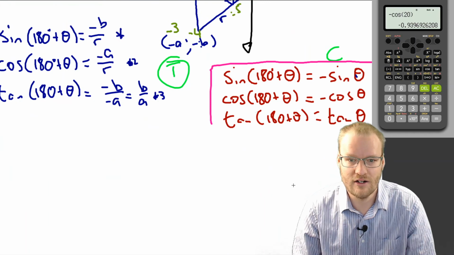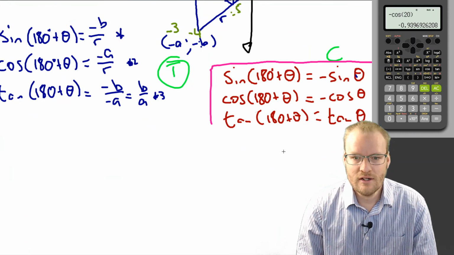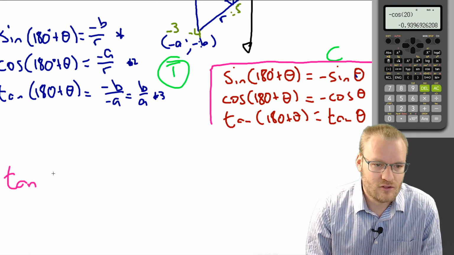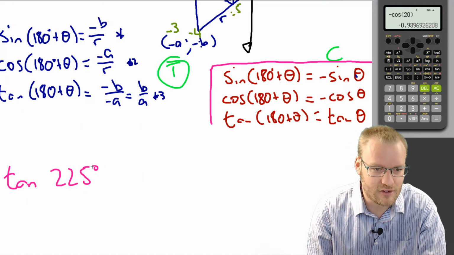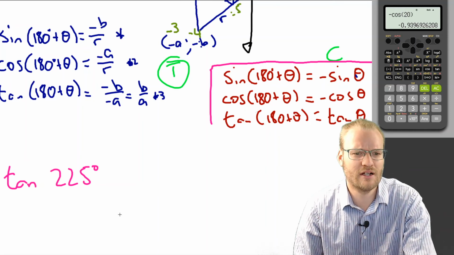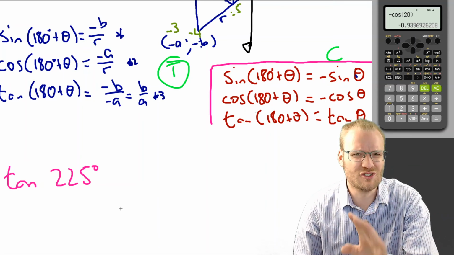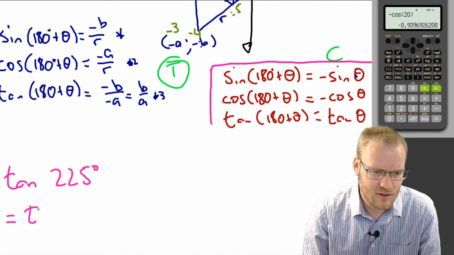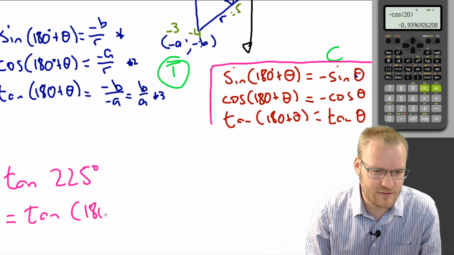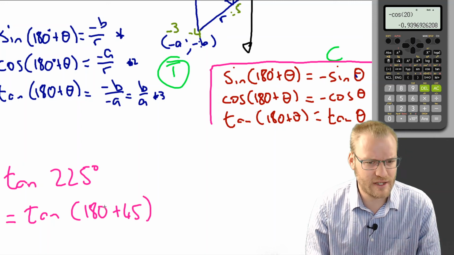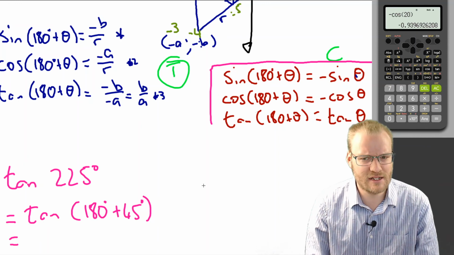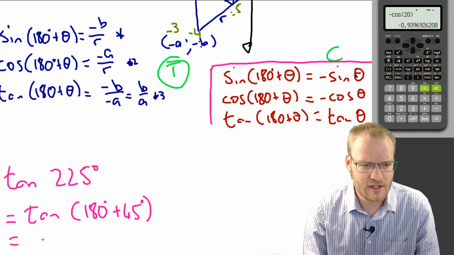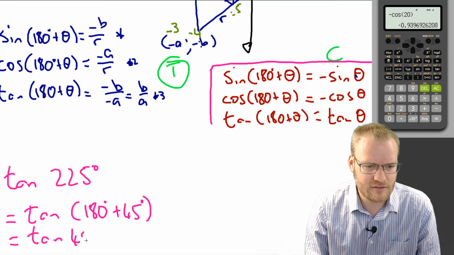So again, if I asked you what tan of 225 degrees is, and I ask you to do it without a calculator, but reduce it first is what we're asking. Okay, well, I know this is the same as tan of 180 plus 45, right? 225 is just 180 plus 45. Okay, but tan of 180 plus an angle from our reduction formula is just the same as tan of that angle there.